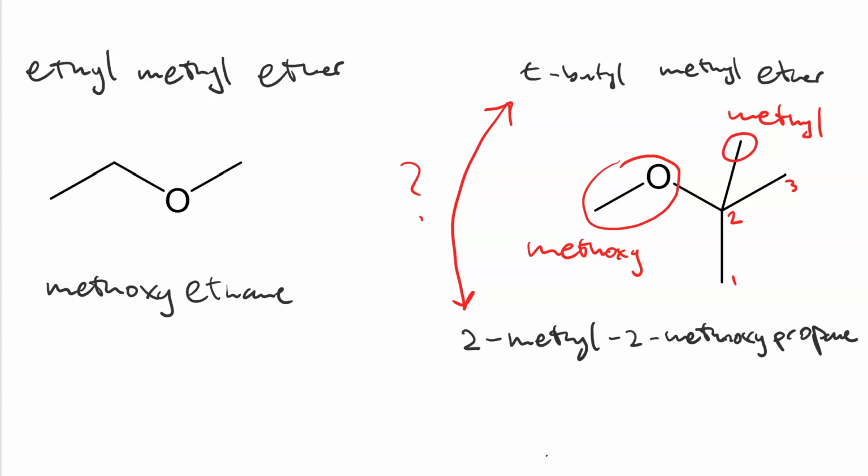Which one do you think is easier? Well, when your ethers are small and symmetrical, the common names seem to be faster. When your ethers become large and complicated, then the systematic name is going to do you way better.